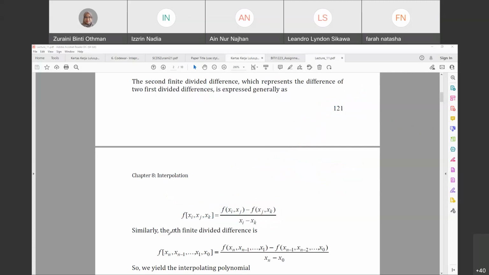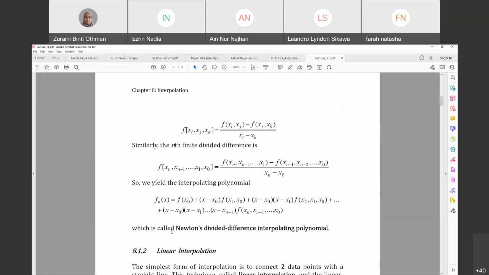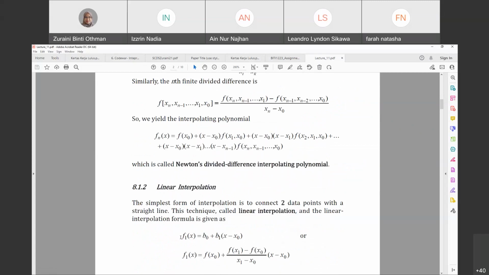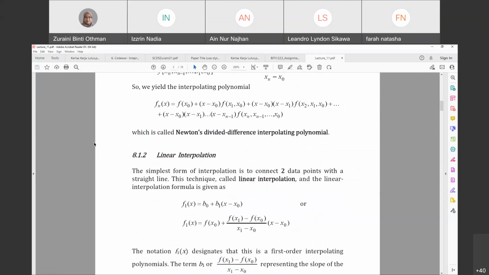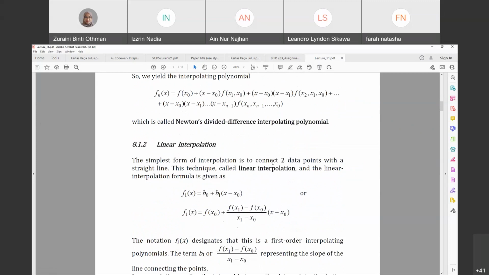Okey, so sekarang dekat sini, kita tengok contoh. Okay, this is the simplest one, which is simplest form of interpolation is to connect two data point with a straight line. The technique called linear interpolation and linear interpolation formula is given as, okay, so kalau linear, nampak tadi yang saya ajar tu which mean kita ada F1 sampailah B1. Kena ada sampai B1 je. And this is the general form dia, mula dengan B0 plus B1 X minus X0.